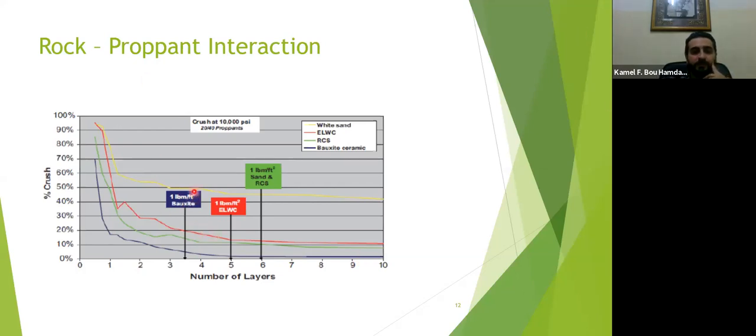Here you can see that 1 pound per feet squared concentration for bauxite, which is ceramic, only creates 3.5 layers. However, the sands create 6 layers. Why is that? Because if you compare a sand particle with a ceramic particle, there is a large difference between the densities of these two. Therefore, sand at this concentration is going to give us more layers.